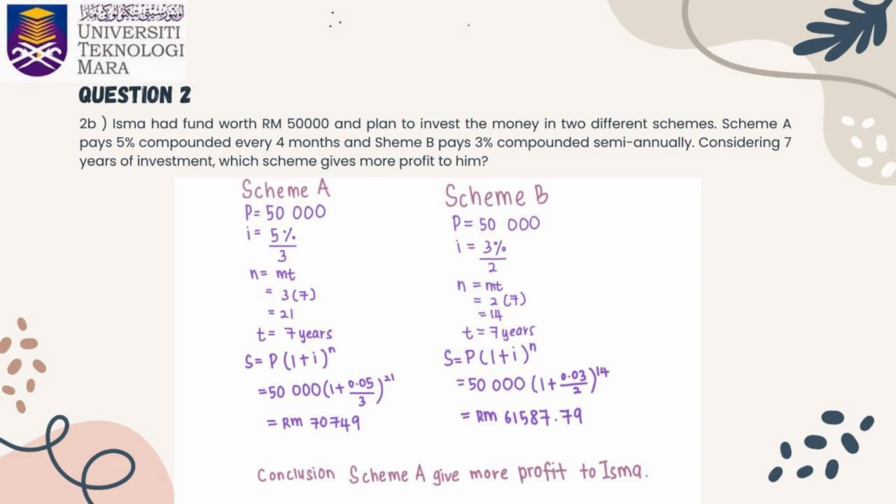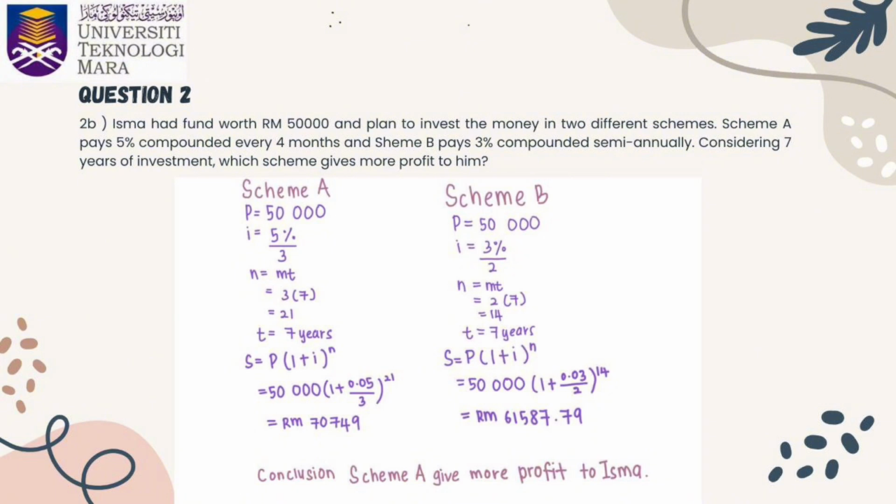So we need to find S, the future value for each scheme. We will use the formula S equals P times (1 plus i) to the power of n. For scheme A, it is given that P equals 50,000, i equals 5% divided by 3, n equals 3 multiplied by 7 equals 21, and t is 7 years. Let's key in the information into the formula to calculate S. So the answer for scheme A is 7,749. Next, let's move to scheme B and find the S.